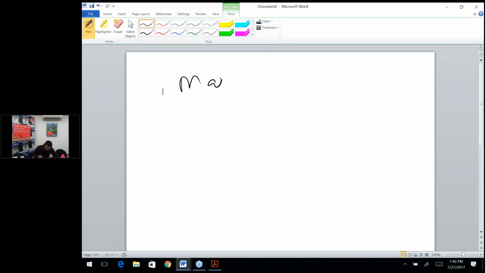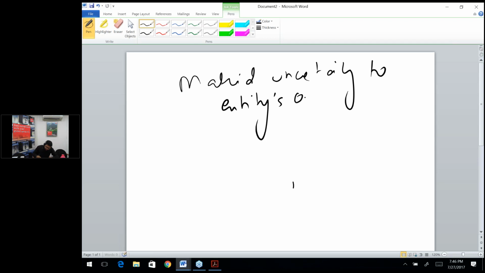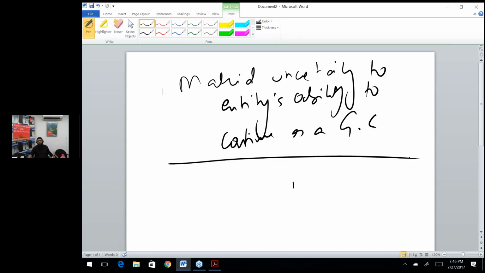There is something which is termed as material uncertainty to the entity's ability to continue as a going concern. Now, what exactly is this material uncertainty? I'll give an example of material uncertainty.